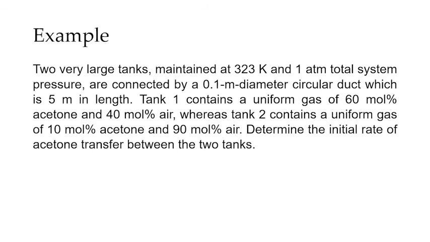We have two very large tanks maintained at 323 Kelvin and 1 atmosphere total system pressure connected by a 0.1 meter diameter circular duct which is 5 meters in length. Tank 1 contains a uniform gas of 60 mole percent acetone and 40 mole percent air, whereas Tank 2 contains a uniform gas of 10 mole percent acetone with 90 mole percent air. Determine the initial rate of acetone transfer between the two tanks.